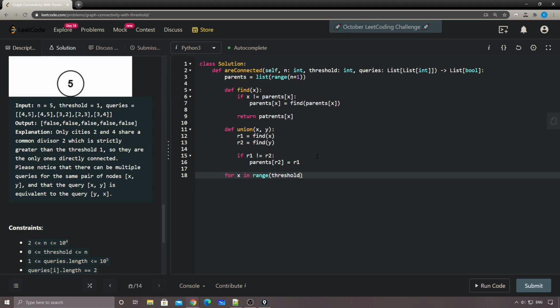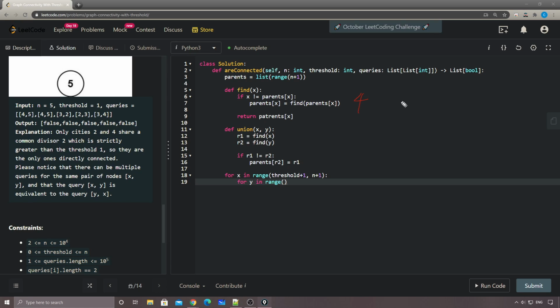Threshold plus one. Yeah, we do a plus one, and then we stop at n, which is the n plus one, right? And then for each, now for y, right? So that's going to be our current threshold, right? So for y here, y in the range of what? So the next one is the what?